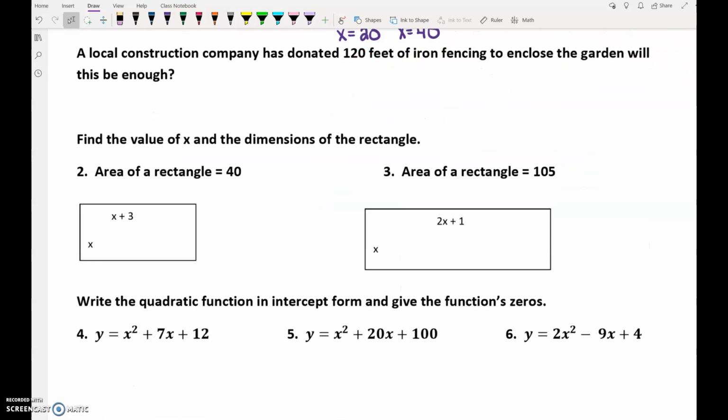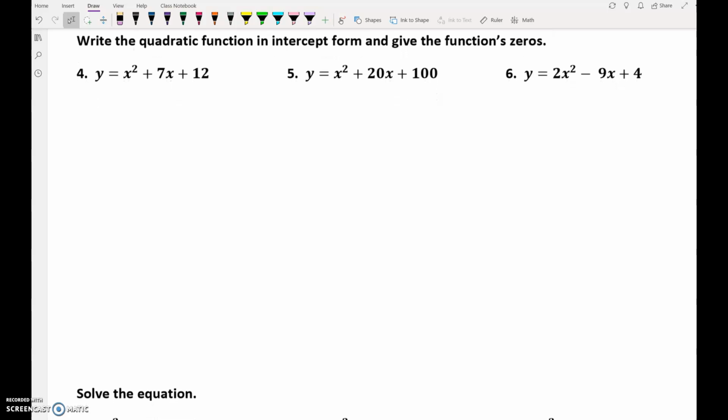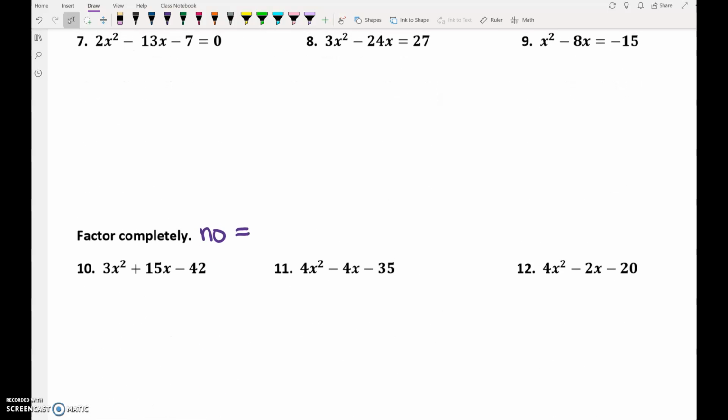Number 2 and number 3, multiply the two dimensions together, put it equal to the area, get 0 on one side, factor, solve, find the dimensions of the rectangle. 4 through 6 are review from what we did today, the new stuff from today, and then the back side is review.